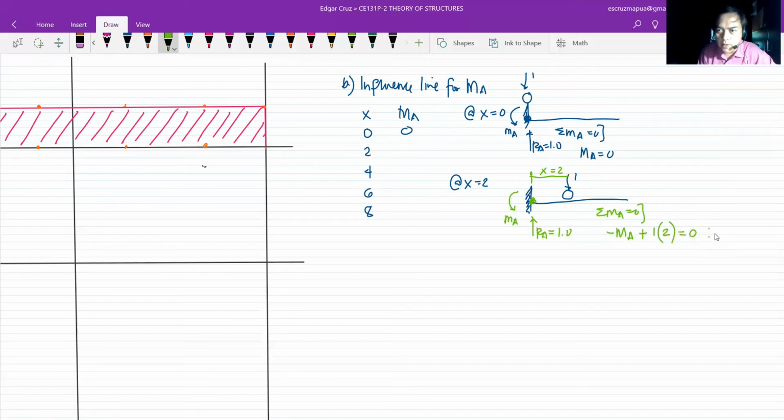So, from there, we could say that the moment at A is just equal to positive 2. Okay. So, ang ibig sabihin ng positive 2, that the direction of the moment is tama na counterclockwise. So, counterclockwise. Now, i-solve natin yung true sign convention, yung sign ng moment at A. Okay? So, ano ang totoong sign ng moment at A?